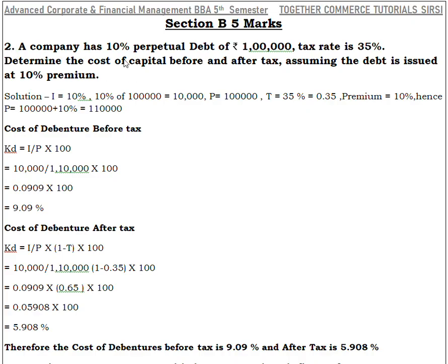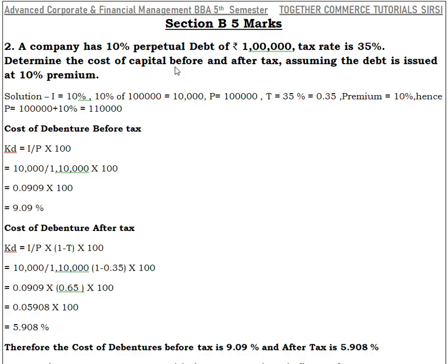A company has 10% perpetual debt of rupees 1 lakh and the tax rate is 35%. Determine the cost of capital before and after tax, assuming that the debt is issued at 10% premium. So the problem is on debenture. So we have to calculate the cost of debenture.